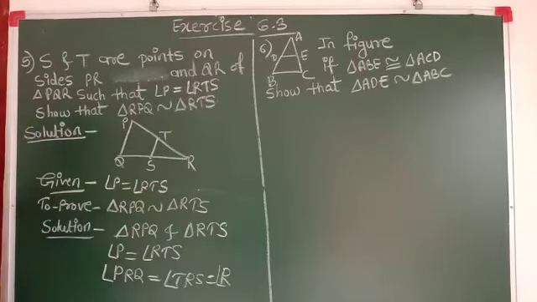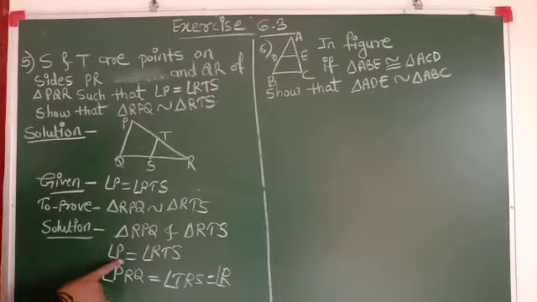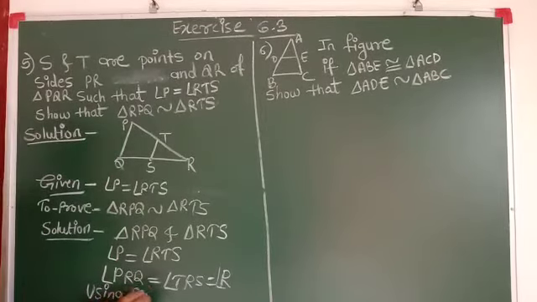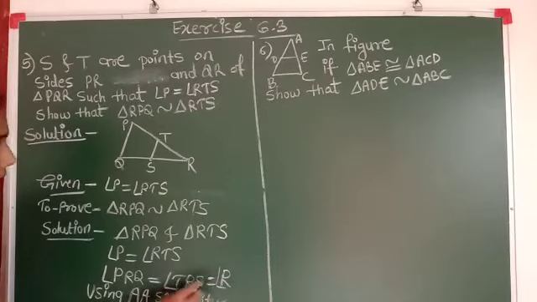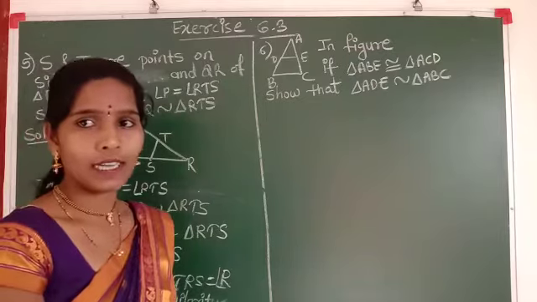This is common, angle R is common. By using similarity, we can write triangle RPQ is similar to triangle RTS. Hence proved. Next, sixth example.